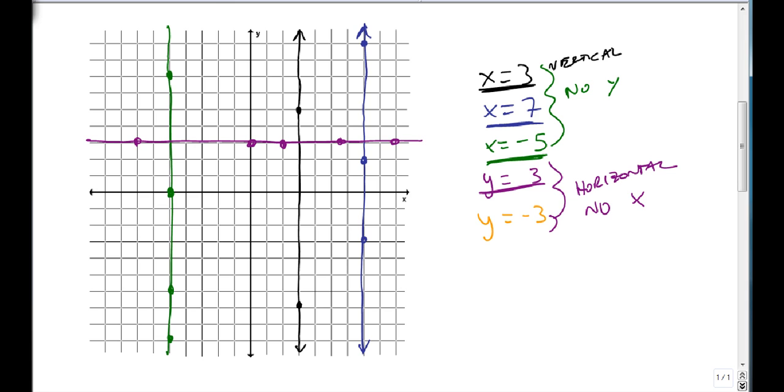So the last one that we want to graph is y equals -3. That just comes down 1, 2, 3. And we can just go ahead and plot that nice horizontal line. And so that's how we graph vertical and horizontal lines based on whether they have only an x or only a y.